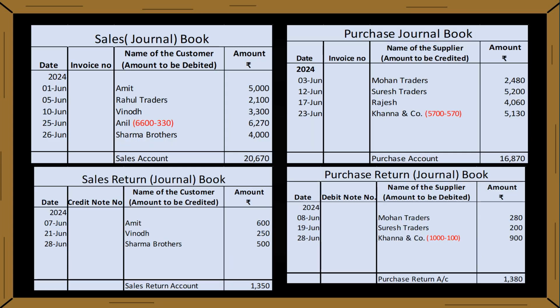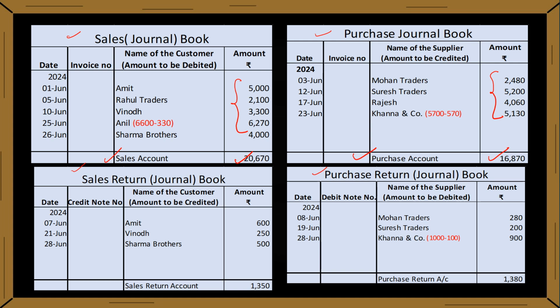Next step is to total our sales journal book, purchase journal book, sales return journal book and purchase return journal book. First we will take the sales journal book. Since we have finished all the transactions in the question, now we are going to total the sales journal book. On adding the amounts, we get 20,670 for our sales journal book, which has to be transferred to the sales account. Similarly, in the purchase journal book, the amount when added comes to 16,870, to be transferred to the purchase account.